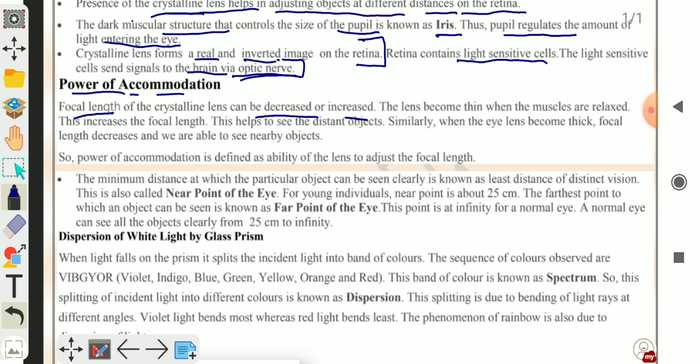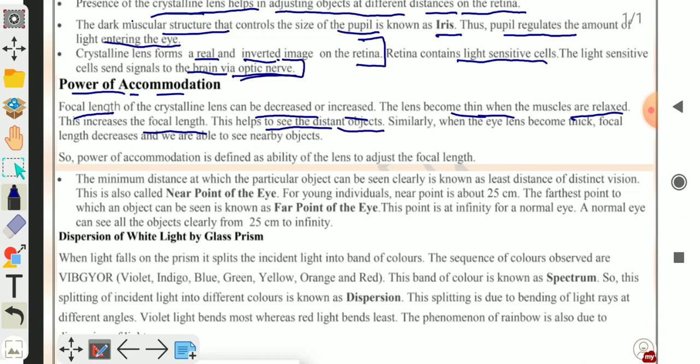The lens becomes thin when the muscles are relaxed. जब हमारी मसल्स रिलैक्स्ड होती हैं हमारा लेंस कैसा हो जाता है? Thin. This increases the focal length. फोकल लेंथ ऑफ द लेंस इज इंक्रीज. This helps to see distant objects. जब हमारा लेंस थिन होता है और फोकल लेंथ इंक्रीज हो जाती है तो क्या होता है? We can see distant objects clearly.